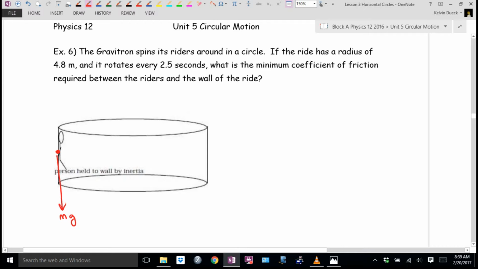Is this person sliding down the wall? Is this person sliding up the wall? So there has to be an equal force up. What force is that? I'm not sure yet, so I'm not going to guess yet. I'm going to move on and see if I can reason my way there. What else?